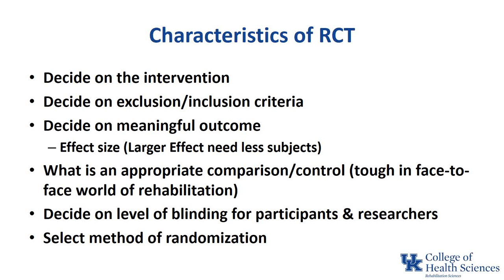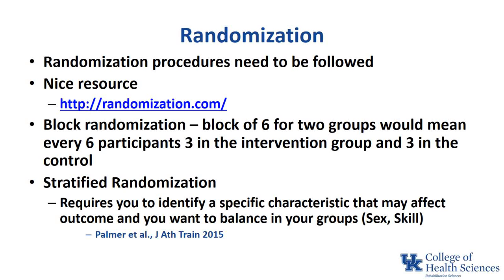And then how are you going to randomize? The method of randomization, it's not hard to randomize, but there are different procedures that you need to think about. The website that I use is randomization.com. It's a really nice, simple resource. You can put in the variables that you want to randomize, and then you can do it all in one. So I want 50 subjects, and I want randomized 2 groups of 25.